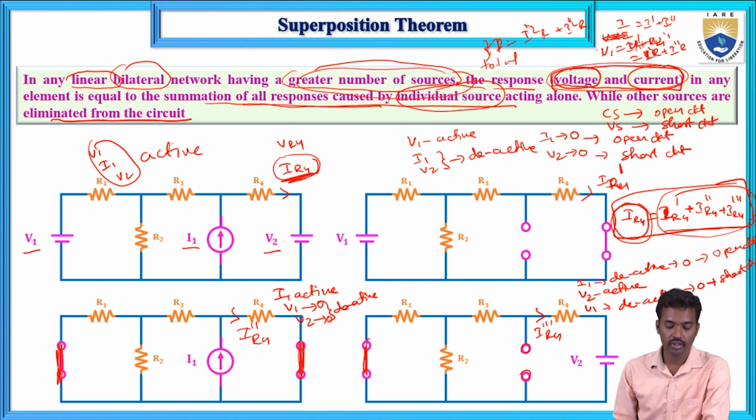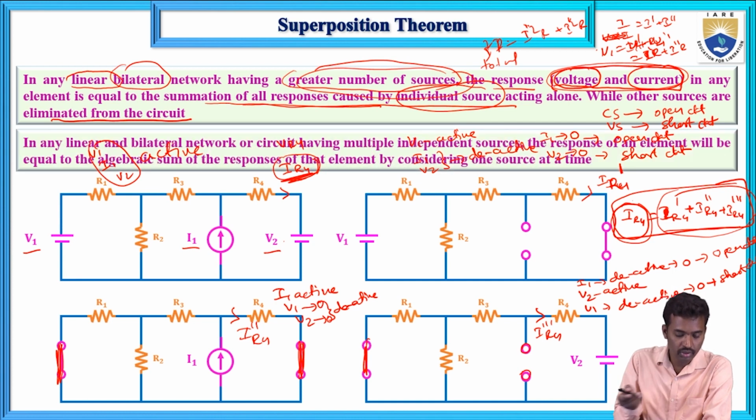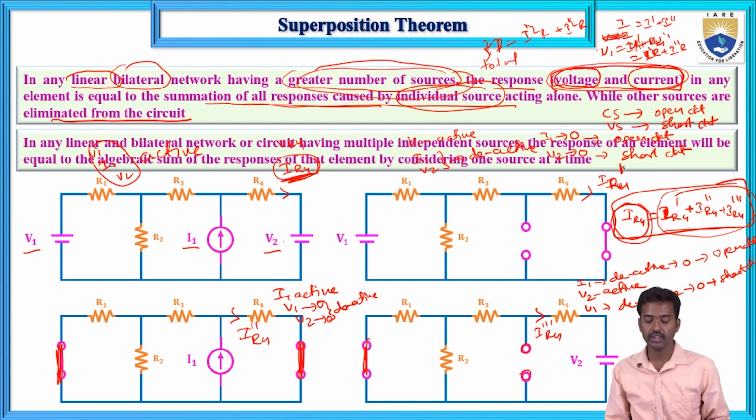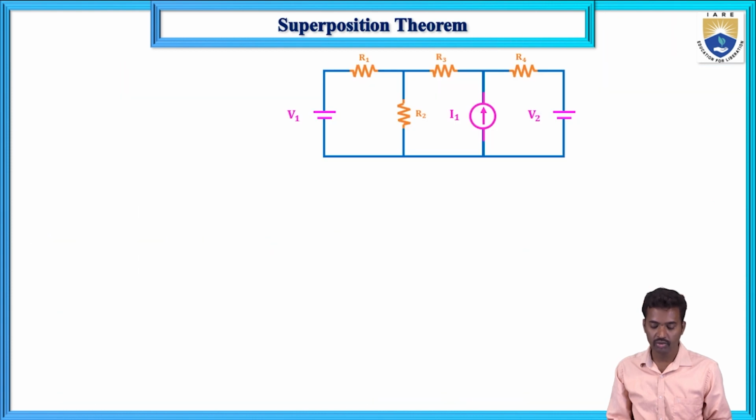Now let us take the second statement. In a linear bilateral network having multiple independent sources, the response of any element will equal the algebraic sum of the responses of that element considering one source at a time. This is the second statement. Now let us take one problem.